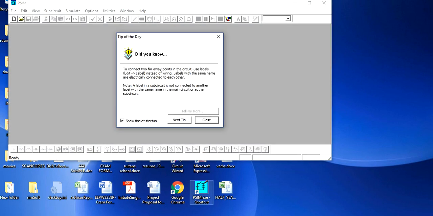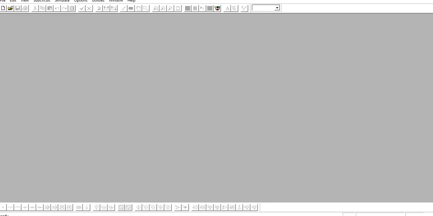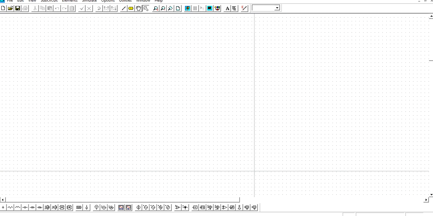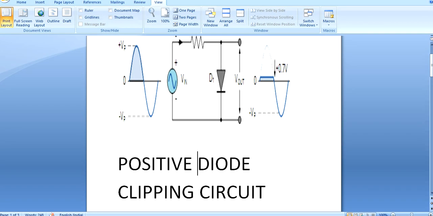This is the software PSIM. Just open it. The window will look like this. Here these are all toolbars, these are our menu bars, and all the symbols are here. So this is our circuit now.